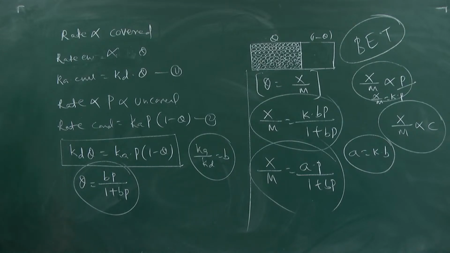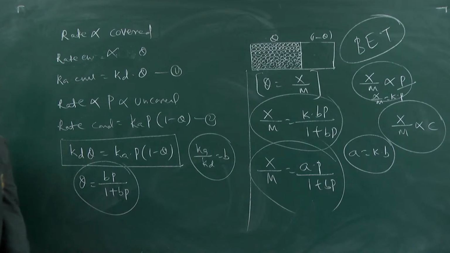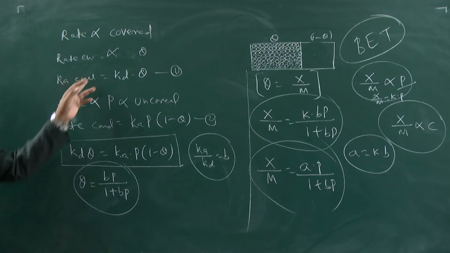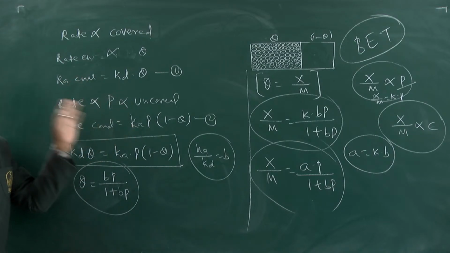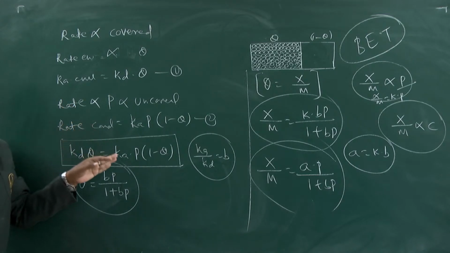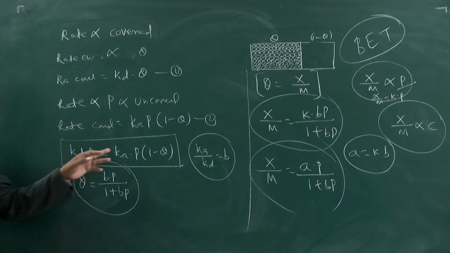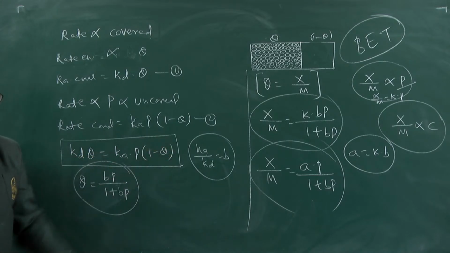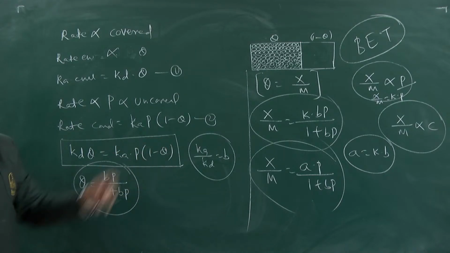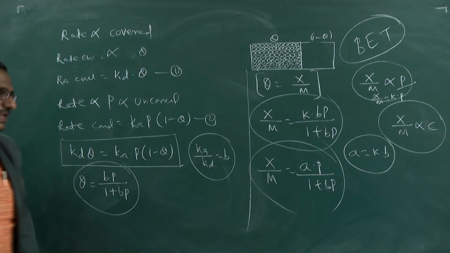So, at the equilibrium state, what happens? Rate of evaporation is equal to rate of condensation. Rate of evaporation is Kd theta, and the rate of adsorption, or condensation, is Ka P (1 minus theta). So theta is equal to Ka by Kd, both are constants. We represent this other constant as B. So theta equals Bp by 1 plus Bp.